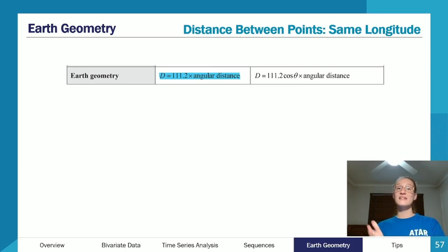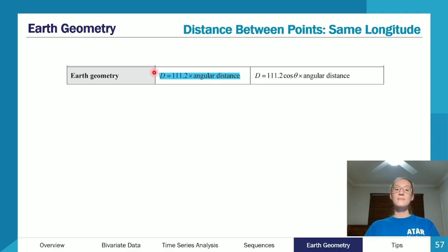Okay, awesome. These formulas here are straight from your formula sheet. Go check out your formula sheet. Again, that's my biggest advice. So we can see here that for Earth geometry, we're actually given two formulas to calculate distance. The D is referring to distance because here we're looking at the distance between 2 points.